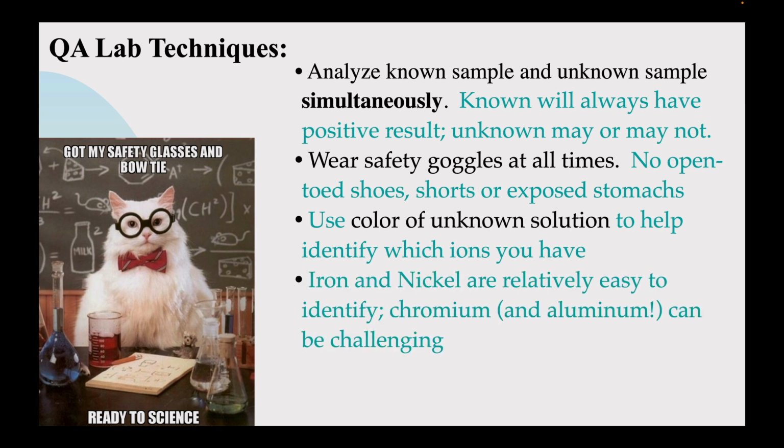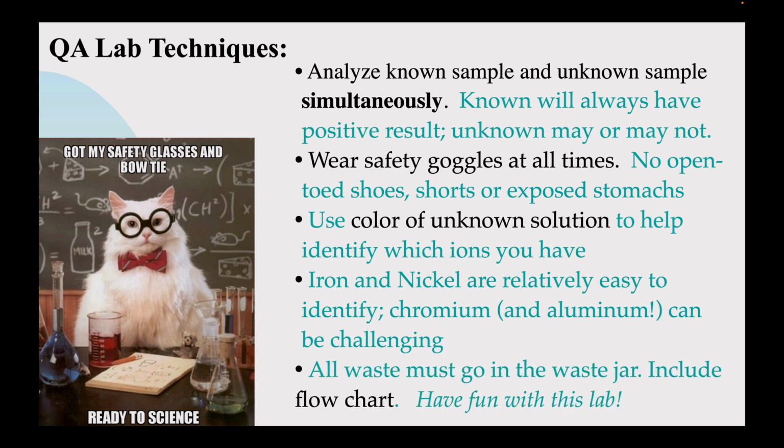Iron and nickel are relatively easy and fast to identify, all right? At the very beginning, you'll separate them from the aluminum and the chromium, and the tests for iron and nickel go pretty quickly, you'll see. But the chromium and aluminum can be kind of tougher. So again, remember that chromium is always kind of a blue color. So if your unknown has a blue color, you should have chromium. The aluminum, though, is difficult because it's colorless and it can be kind of challenging. Put all the waste in the waste jar.